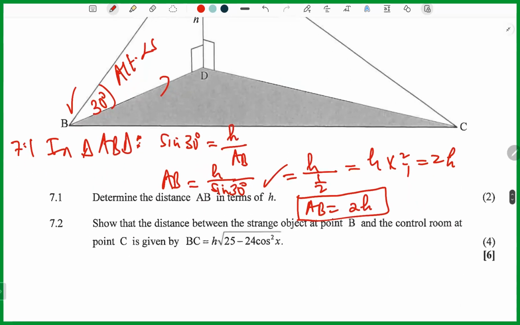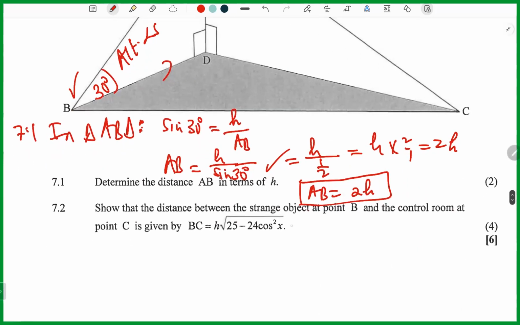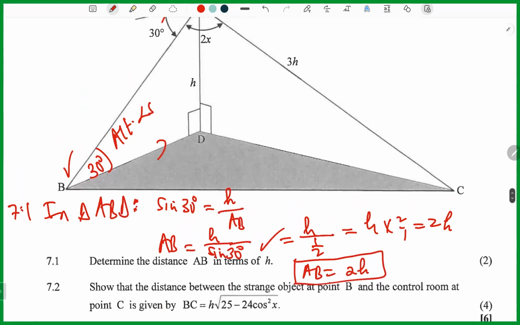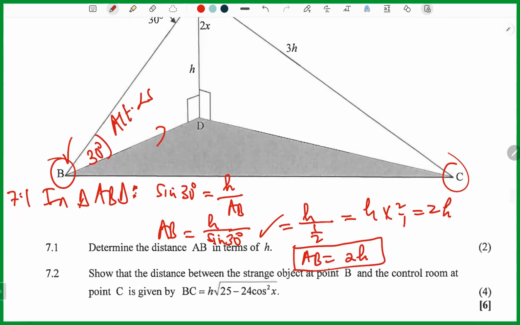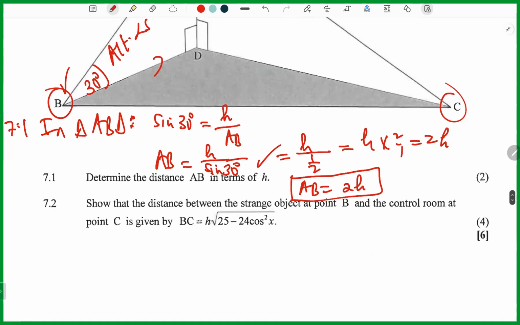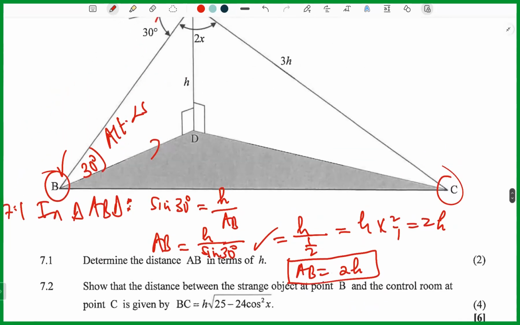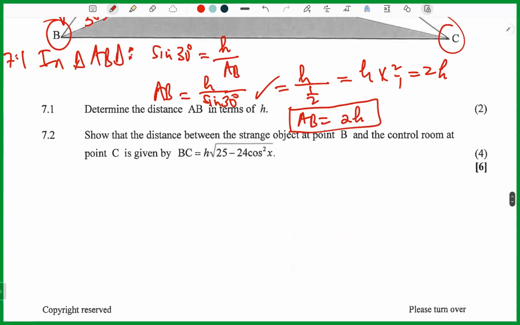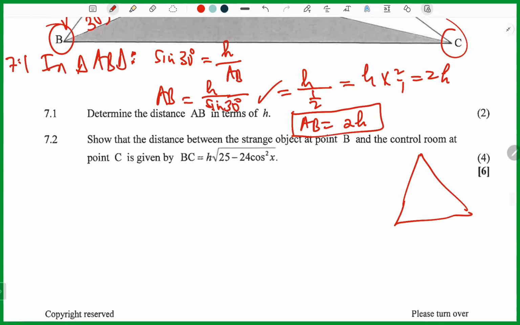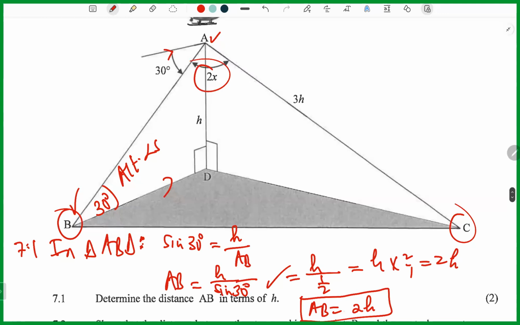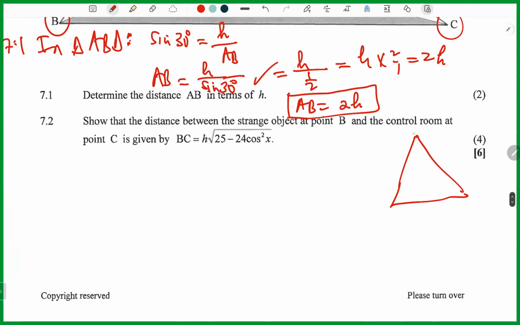Now, the last question is show that the distance between the strange object at point B and the control room at point C is given by this. The strange object at point B and the control room C is that one there, right? So it is very straightforward, but note therefore that you have this triangle, this angle here is ABC, and this one is 2x.